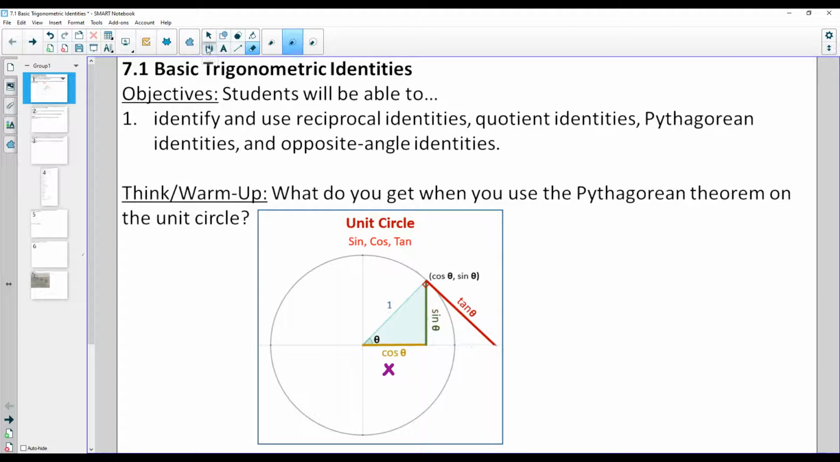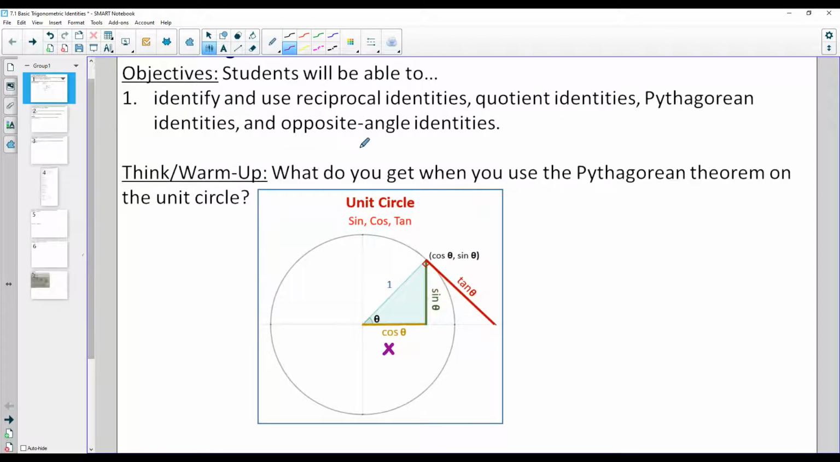Hey guys, welcome back, and today we're going to be going over 7.1, which is basic trigonometric identities. And for the think/warm-up, I have: what do you get when you use the Pythagorean theorem on the unit circle?